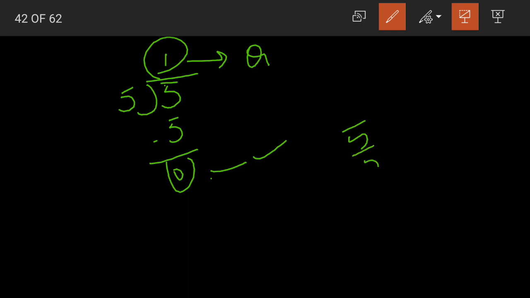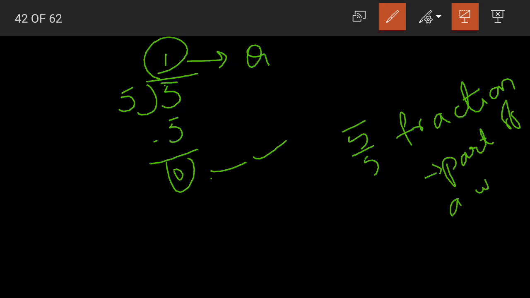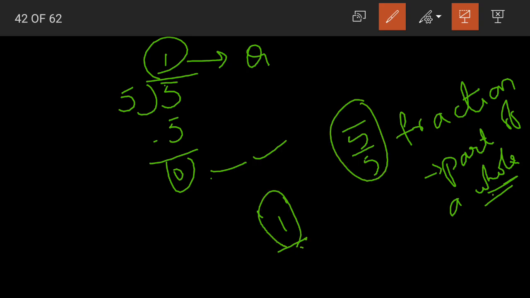5 by 5 is a fraction. That means it is a part of a whole. Yes or no? Yes. So what does whole mean here? How can we represent this whole in terms of numbers? 1. Yes. So when we say 1, this becomes our whole, and when we take the fraction, it becomes a part of this whole.